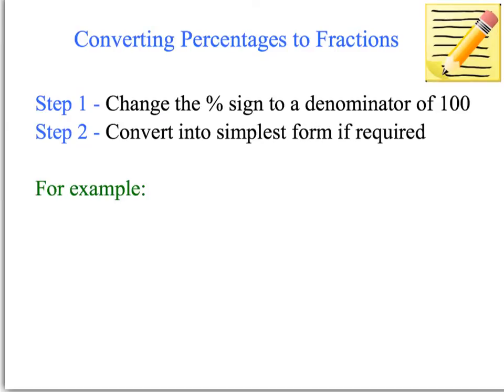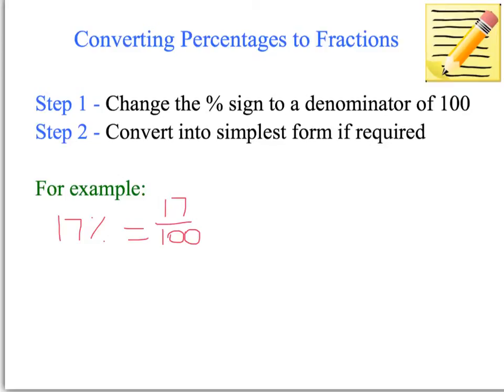Now, when we're converting percentages to fractions, there's only 2 steps. We change the percent sign to a denominator of 100, and then you convert it, if you need to, into its simplest form. So you may even only have one step. Let's have an example. We've got 17%, so that just equals 17 over 100. And that is its simplest form. We can't go any further down than that.